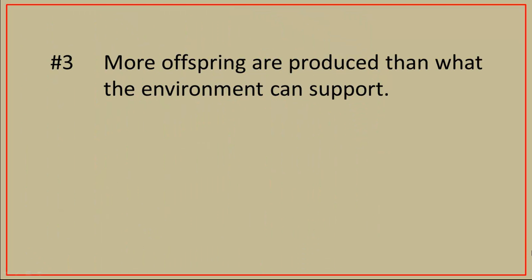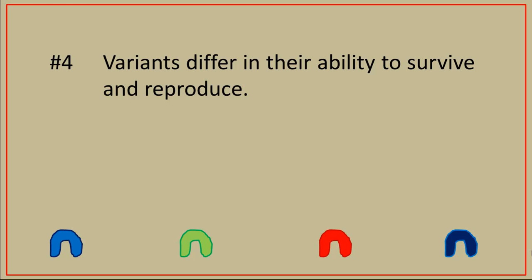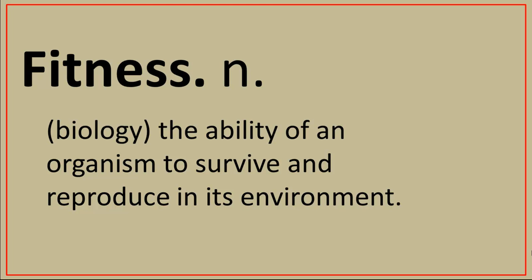The third postulate states that more offspring are produced than what the environment can support. This could mean food limitations, space limitations, or in our case, a predator. The yellow blobtopus is a pretty simple predator that just picks out its prey by sight. It doesn't really care what kind of blob it eats because it finds them all delicious. To satisfy the final postulate, variations have to affect the ability of a blob to survive and reproduce. In our case, blue blobs are the norm. Green blobs have a camouflage advantage, while the red and dark blue blobs have a camouflage disadvantage. Fitness in this context just means the ability of an organism to survive and reproduce.